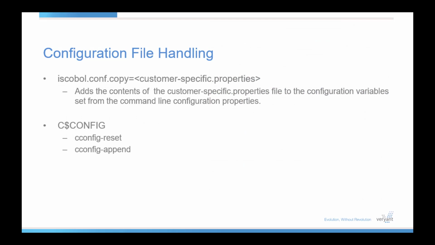We've added a few different ways to augment your configuration files. We've added a configuration variable, iscobol.conf.copy, so that you can append an additional configuration file. For instance, you might have a main global configuration file and set iscobol.conf.copy to point to a customer-specific property file. And in your program, you can use the new $config library to reset the variables to their original values, to add a new configuration file to the current ones, or to do both.